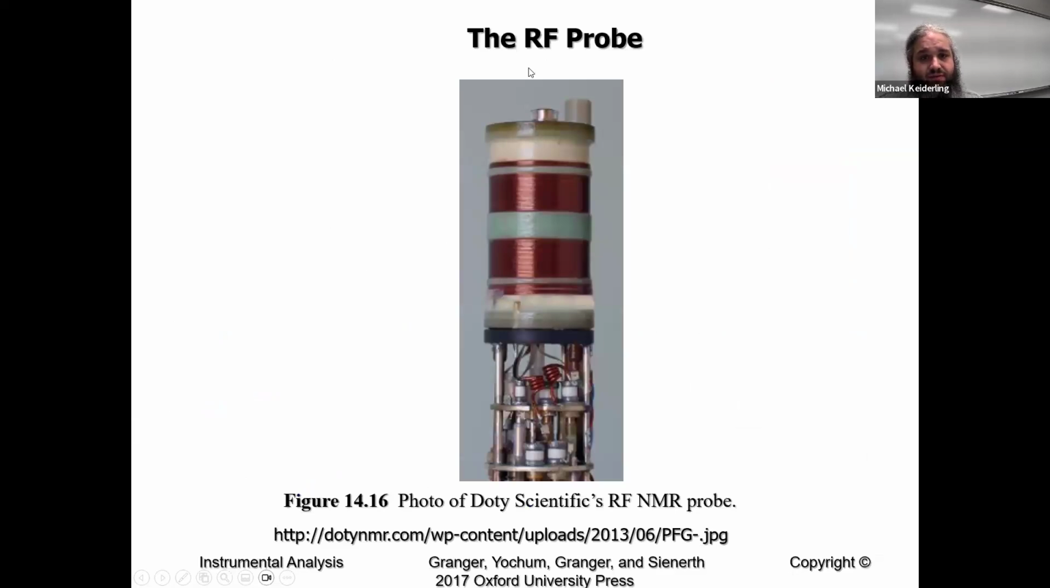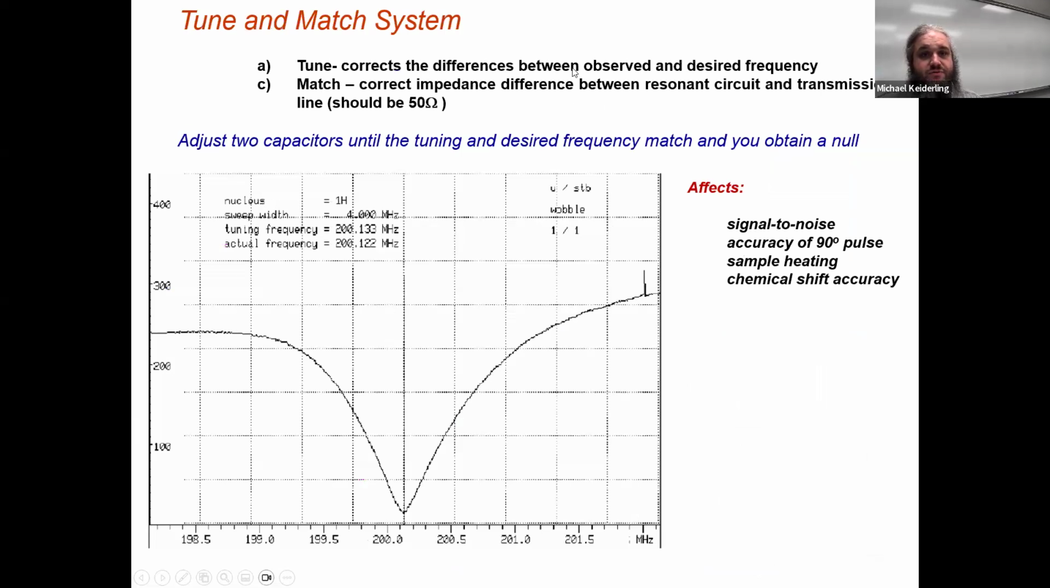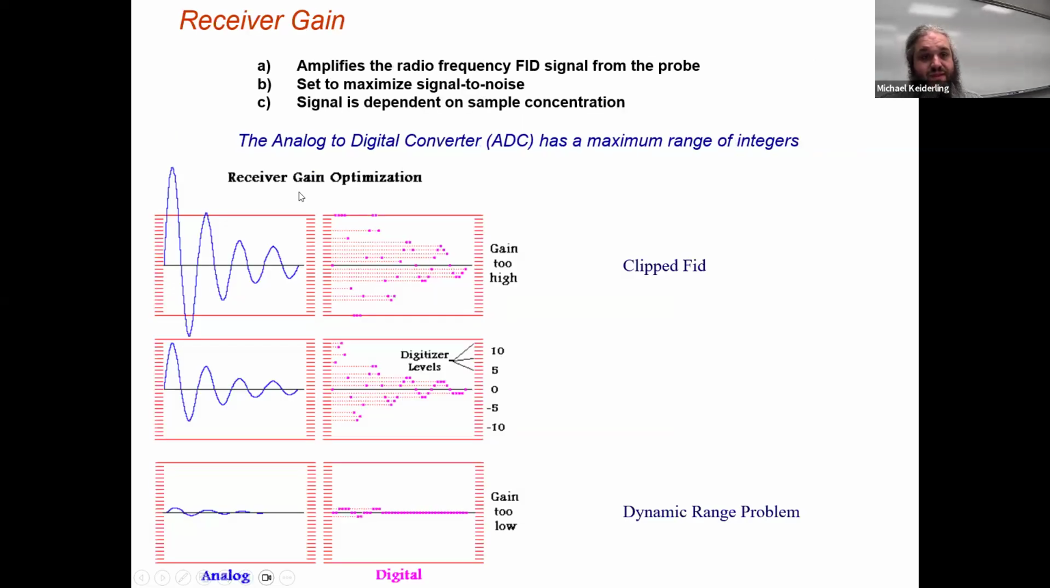And the probe is done with an RF coil like this. There's a tune and match system. The tune system corrects the differences between observed and desired frequency, and the match system corrects impedance difference between the resonance circuits and the transmission line, which should be at 50 ohms. So you adjust two capacitors until the tuning and desired frequency match, and you obtain a null. With a modern system, all this is handled more or less automatically.